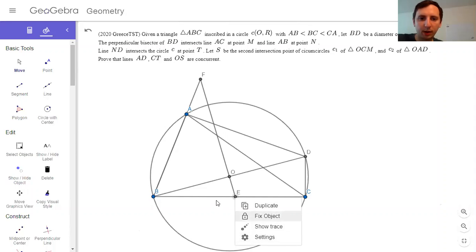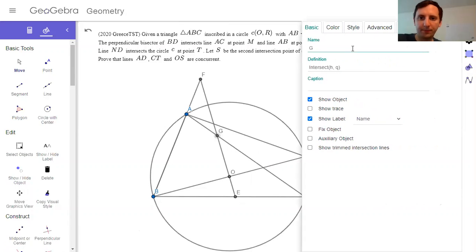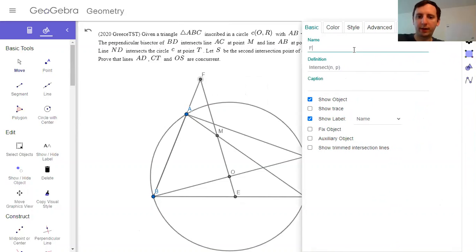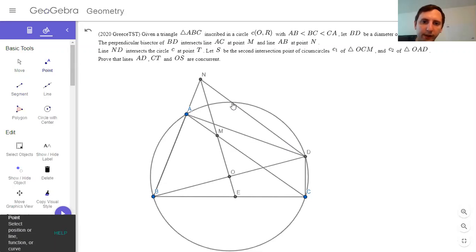Oh, whoops. What am I doing? It should be this point here. This is M. That's N. You don't even really need point E. I guess I'll just leave it there because why not? Line ND intersects the circle at T. So by symmetry, T has to be the reflection of A over ON.